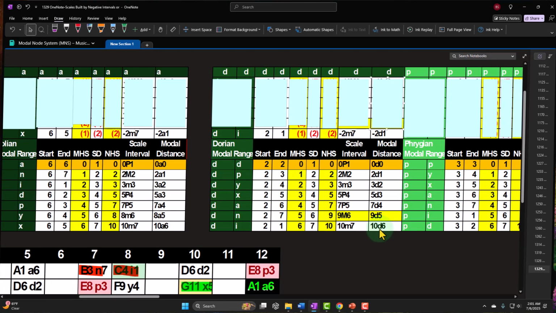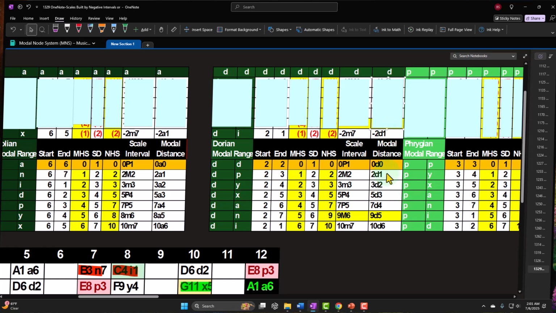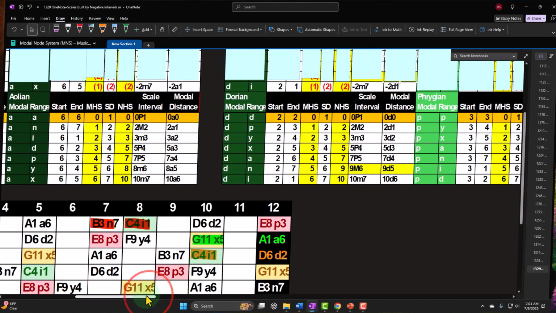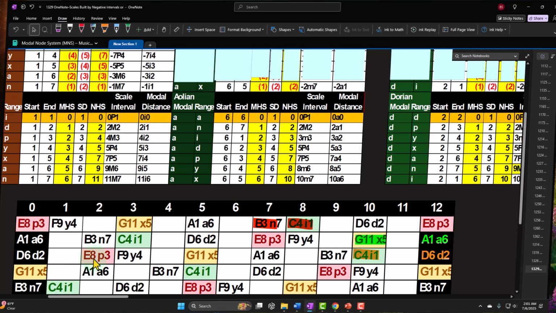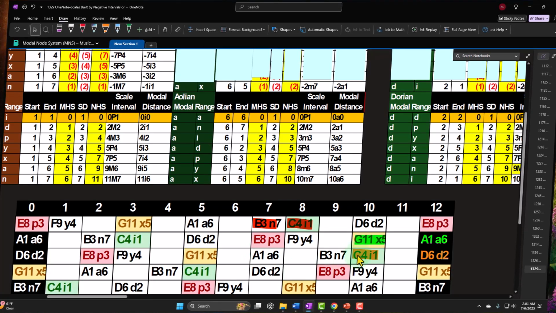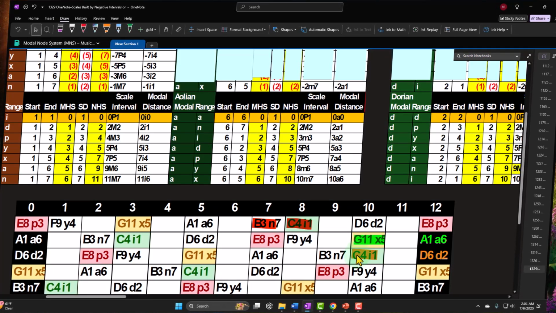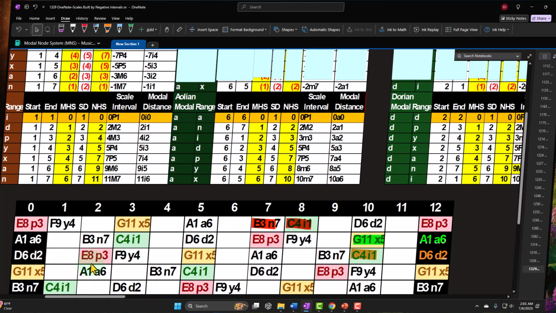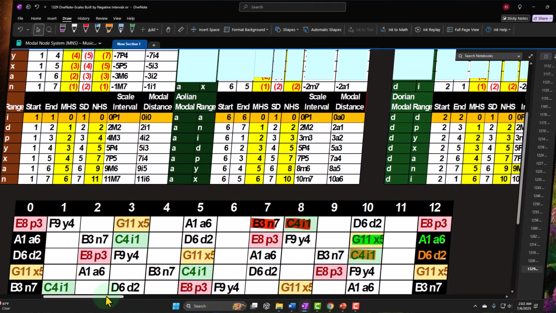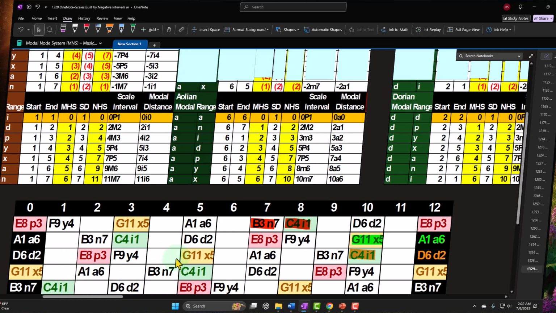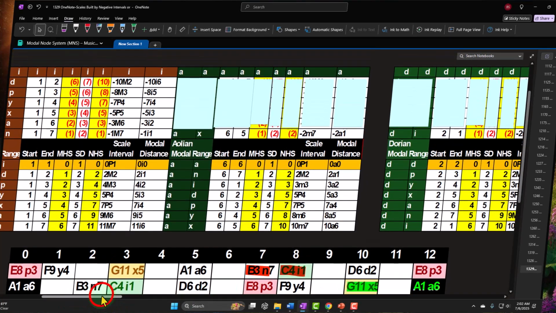forward, it would be 10 notes away from the Dorian, and 7 minus 1 would be 6, right? So if I went forwards here from this Dorian, it would be 1, 2, 3, 4, 5, 6 modal half steps, or the 7th scale degree, or 1, 2, 3, 4, 5, 6, 7, 8, 9, 10 notes away.